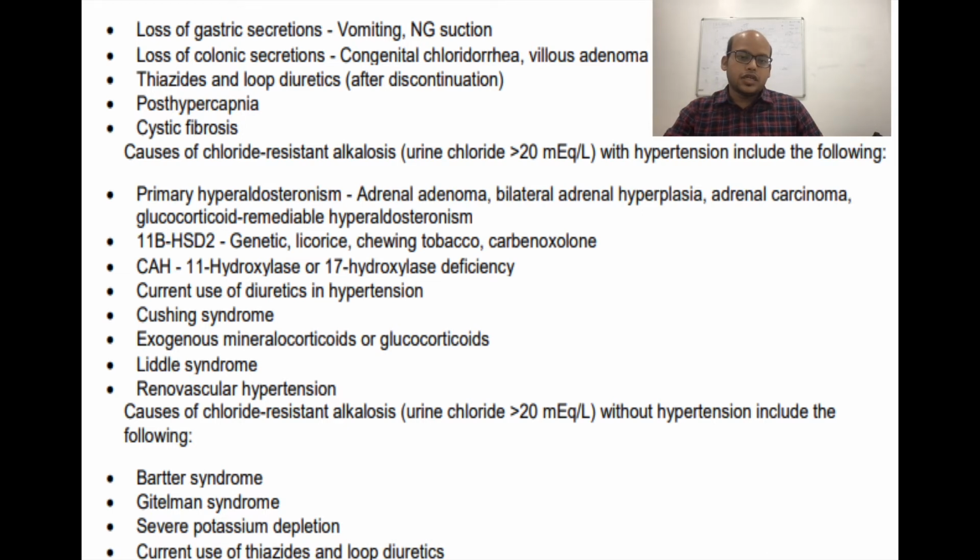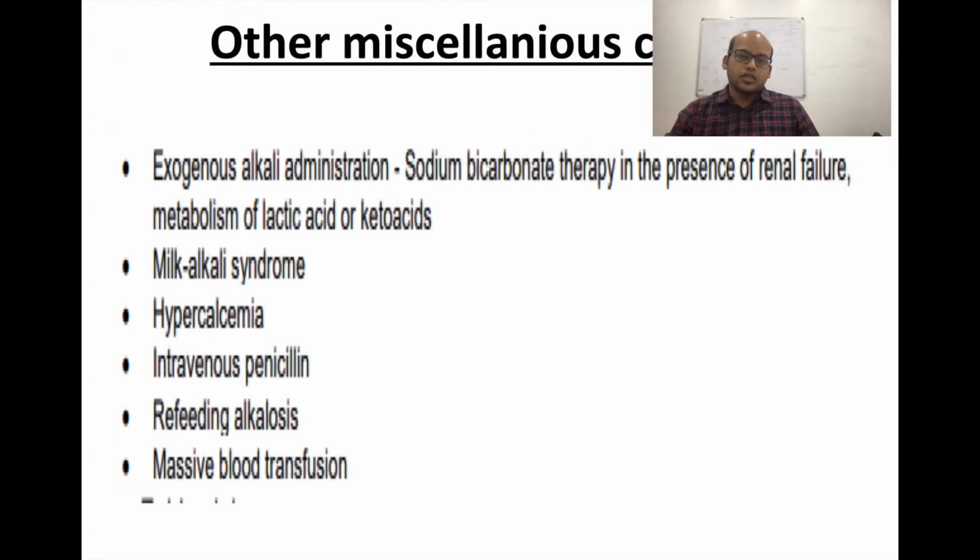Coming to chloride resistant without hypertension, it includes Bartter and Gitelman syndrome, severe potassium depletion, current use of thiazide diuretics, or hypomagnesemia. Coming to other miscellaneous causes, which include exogenous alkali administration like sodium bicarbonate therapy in renal failure patients, or metabolism of lactic acid or keto acids, or milk alkali syndrome, hypercalcemia, intravenous penicillin use, refeeding alkalosis, or massive blood transfusions.